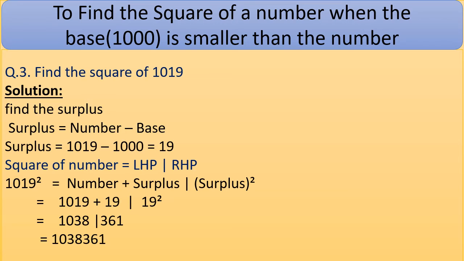Now surplus is 19. Now the square of the number will have two parts, LHP and RHP. The formula for LHP is number plus surplus and RHP is surplus square. Now number plus surplus is 1019 plus 19, and surplus square is 19 square. Now we'll get 1038 and 361. Now we'll combine this LHP and RHP to get our answer. 1038361 is our answer.